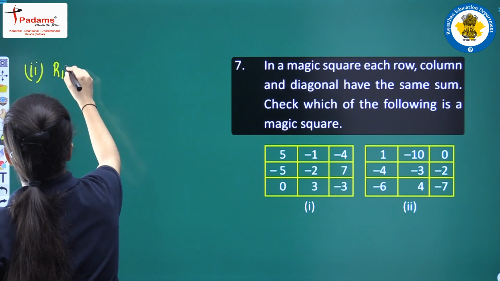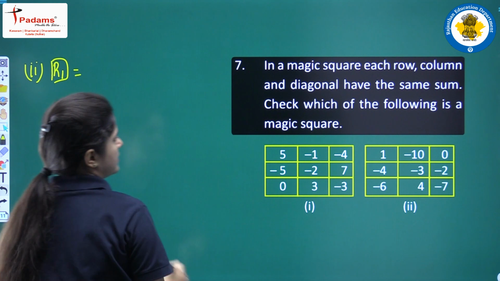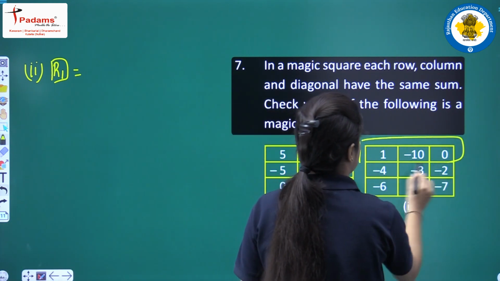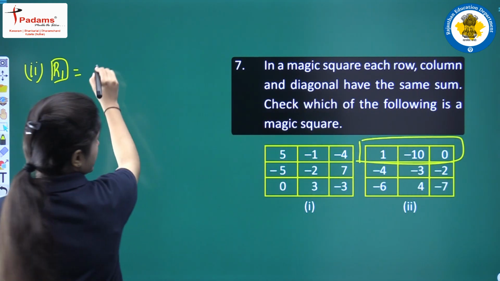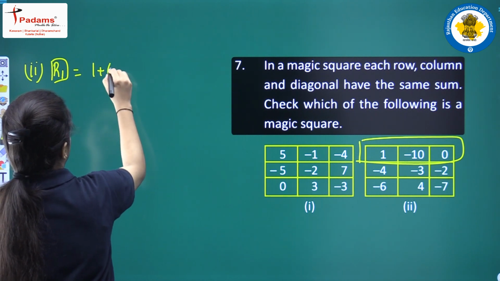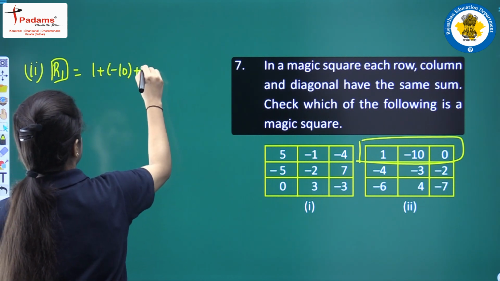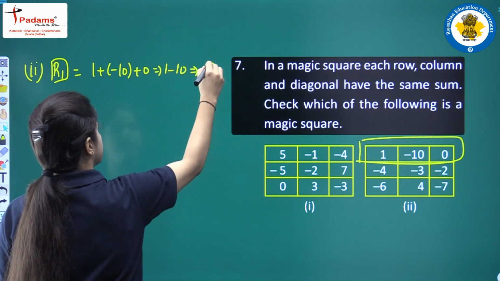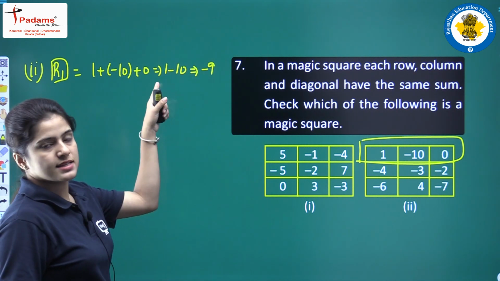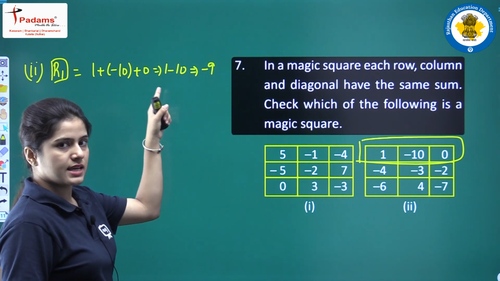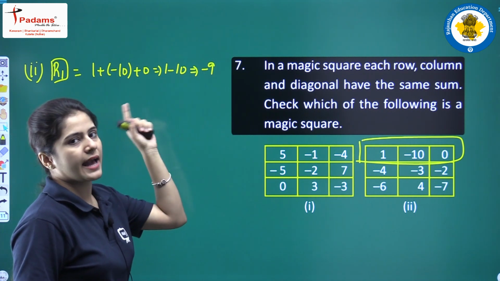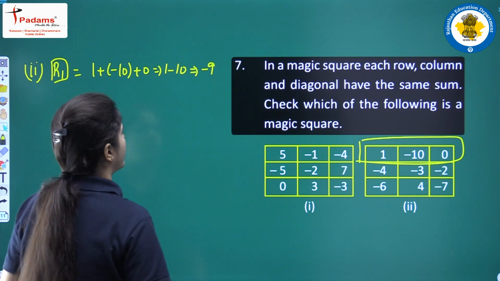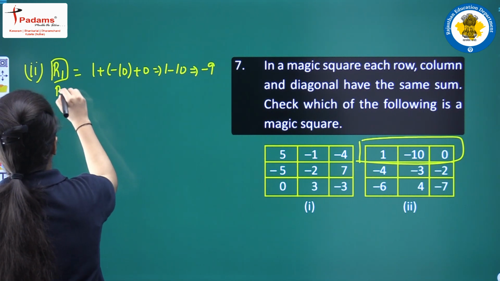Firstly, we will find out the first row. This is the first row. 1 plus minus 10 plus 0 is equal to 1 plus minus 10, that is minus 9. Why minus 9? Because the number with the greater value, that is 10, carries a negative sign. So the answer will also be negative. Alright, students. So now R2.